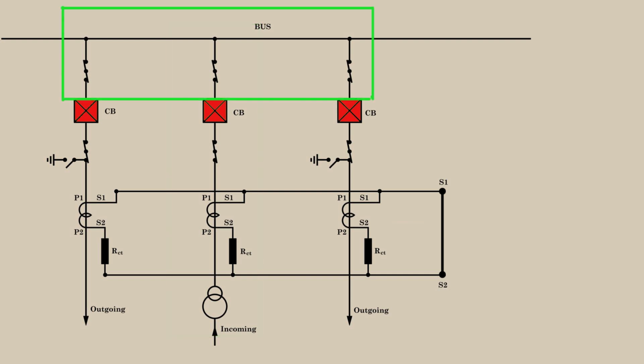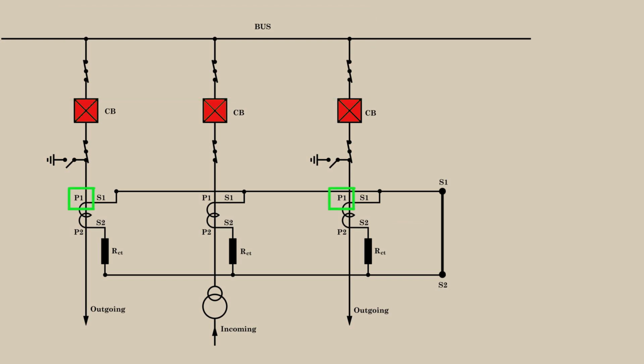For a simple example, suppose there are two outgoing feeders and one incoming feeder connected to this common bus. The P1 terminals of the CT primary for the two outgoing feeders are connected toward the bus, and the P1 of the incoming feeder or transformer bay is also connected toward the bus. The currents through the two outgoing feeders are in the outward direction at a certain instant, while the current through the incoming feeder is in the inward direction. Let the outgoing feeder currents be I1 and I2, and the incoming feeder current be I3.